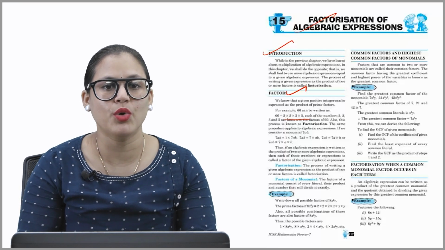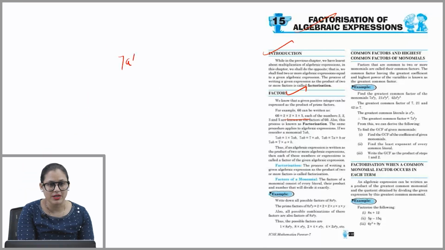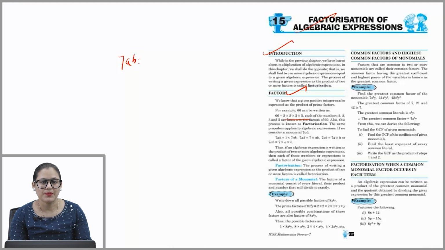If we consider a monomial, that is 7ab, then 7ab is 1 into 7ab, or 7 into ab, or 7a into b, or 7 into a into b. Thus, if an algebraic expression is written as a product of two or more algebraic expressions, then each of these expressions is called a factor of the given algebraic expression. Factorization: the process of writing a given algebraic expression as the product of two or more factors is called factorization.